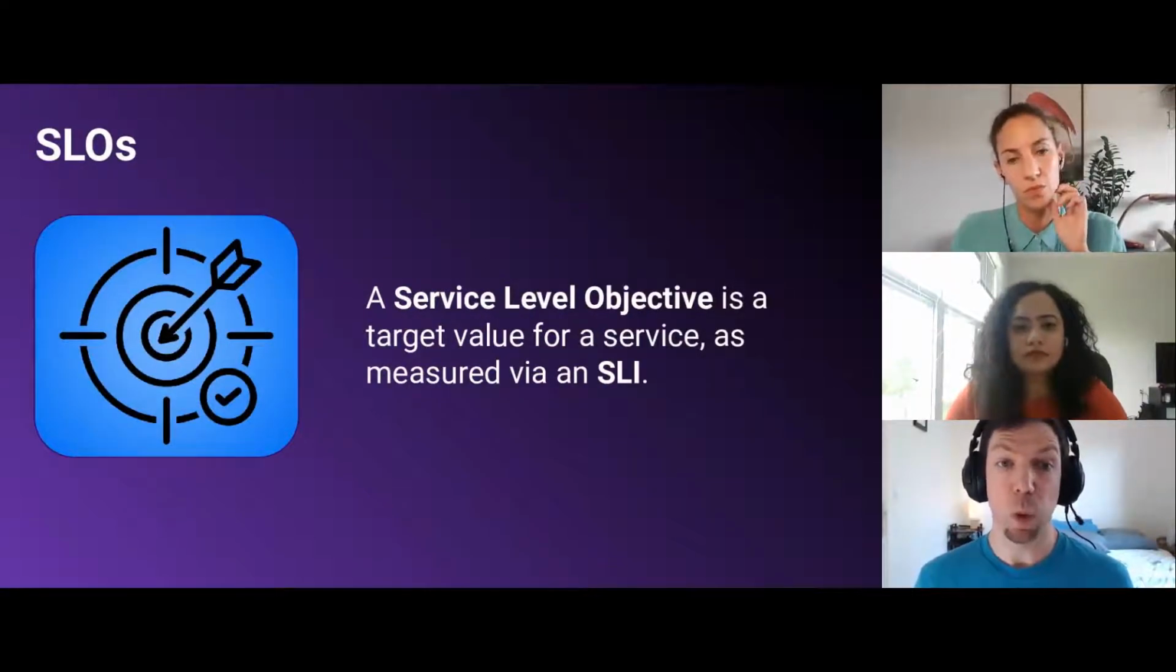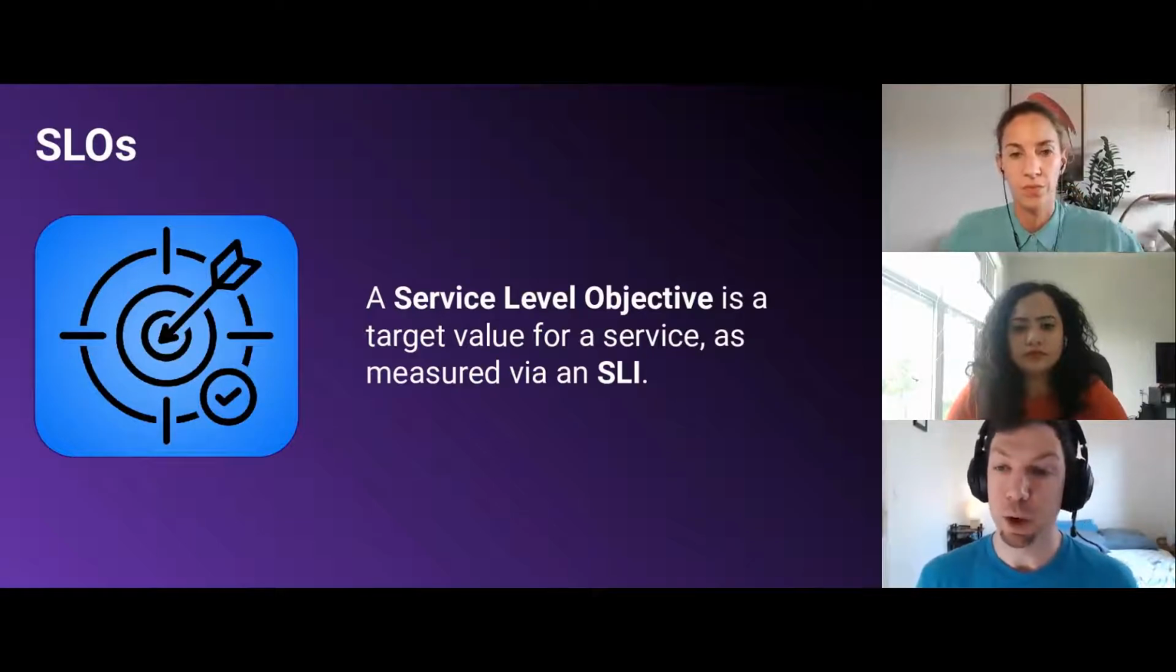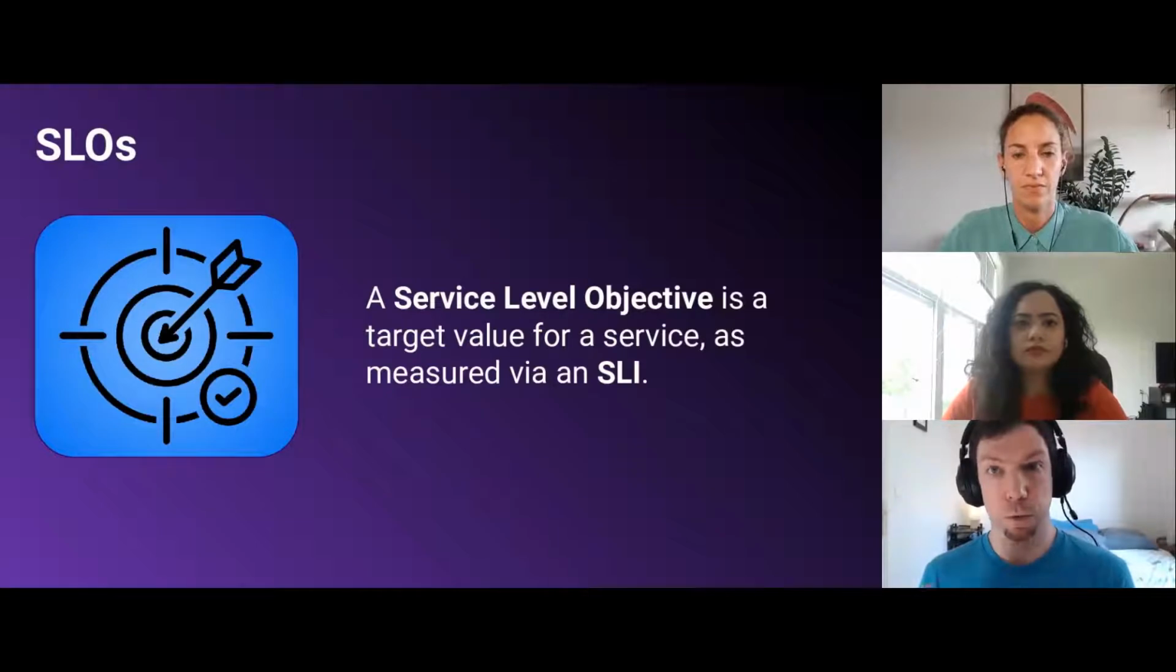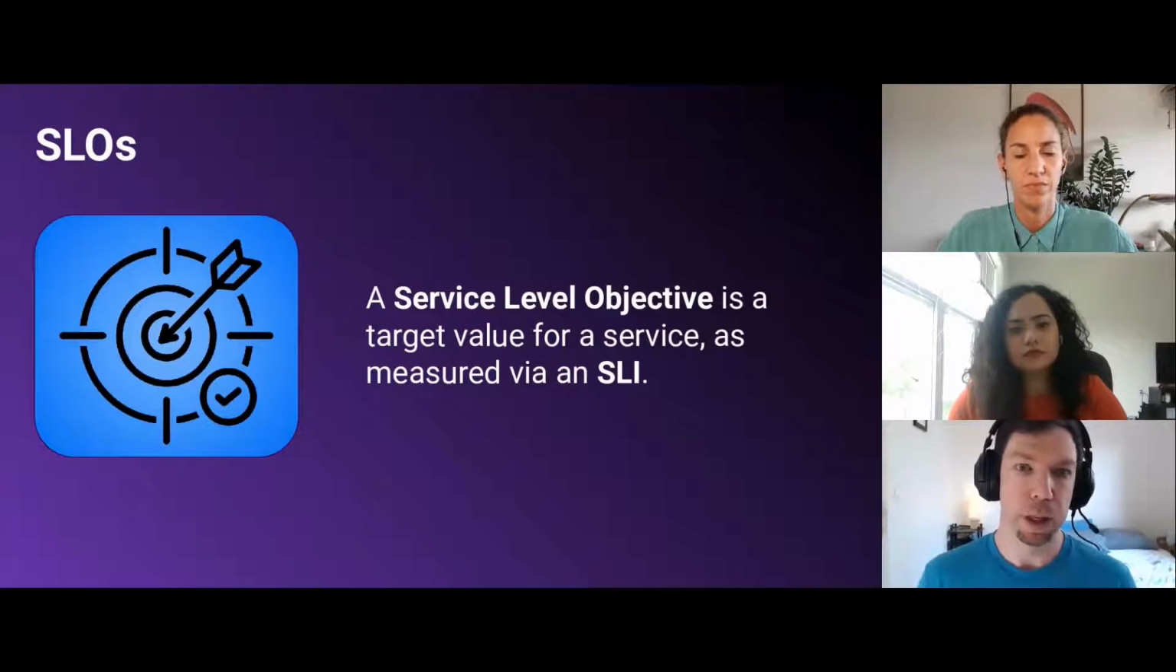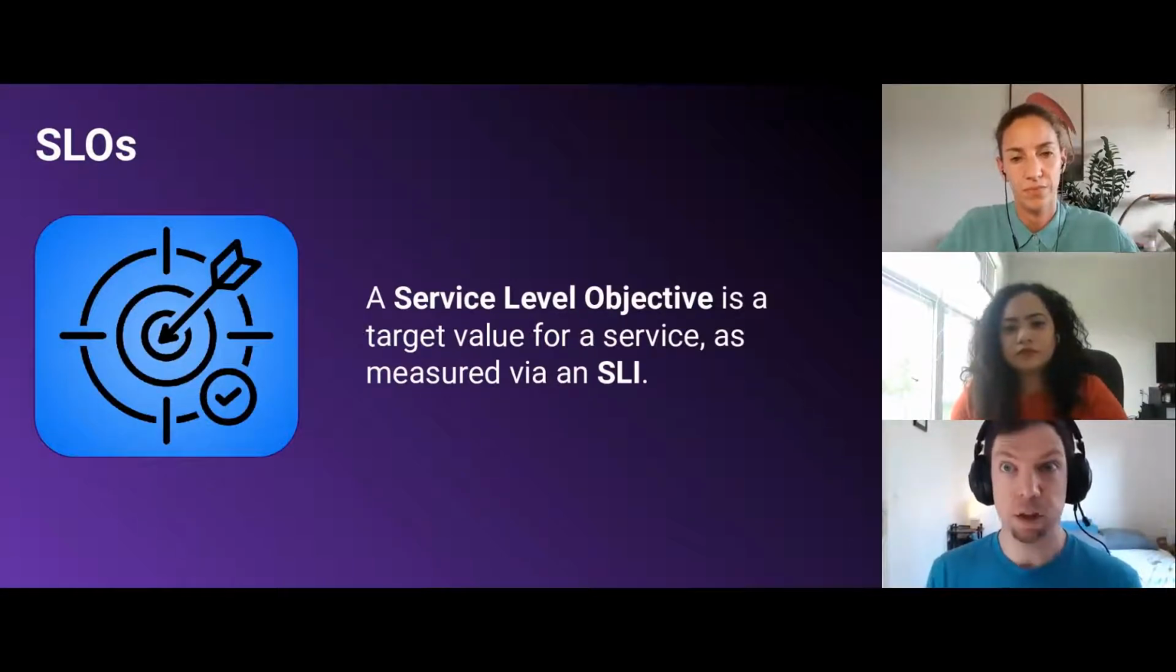So what's an SLO? Here again, we have a lovely quote. A service level objective is a target value for a service. It's measured via an SLI. So it's a target value, right? It's an objective, hence the O in SLO. The idea here is to pick a reasonable value that should be maintained or strived for for a given SLI.